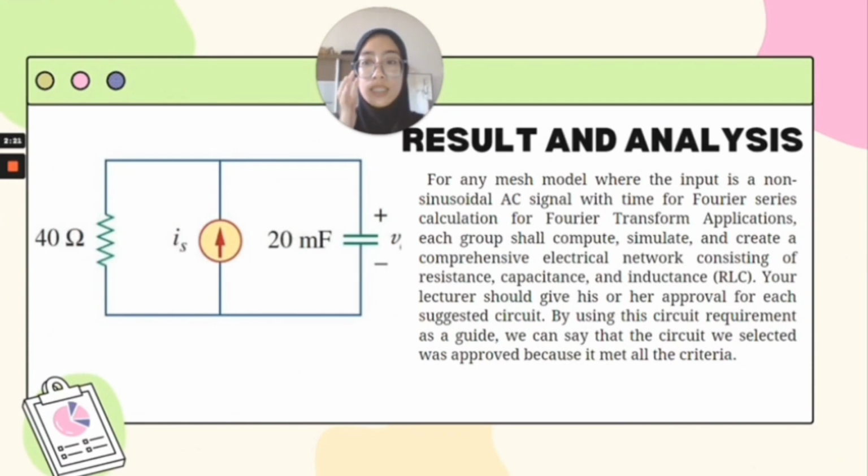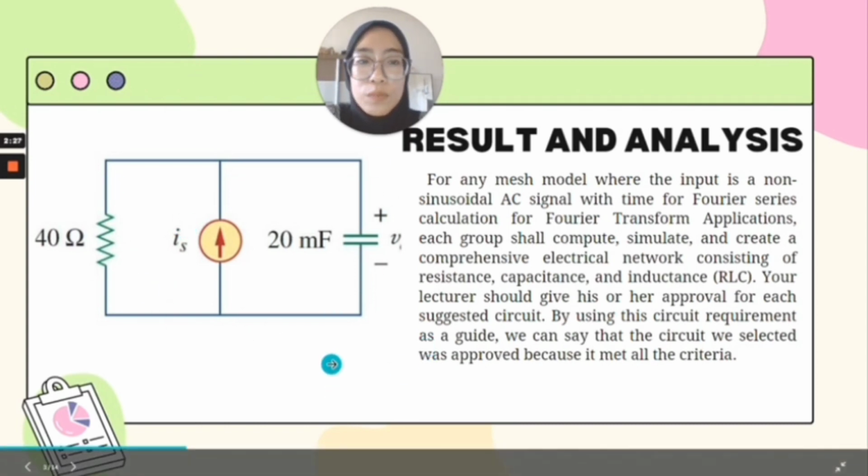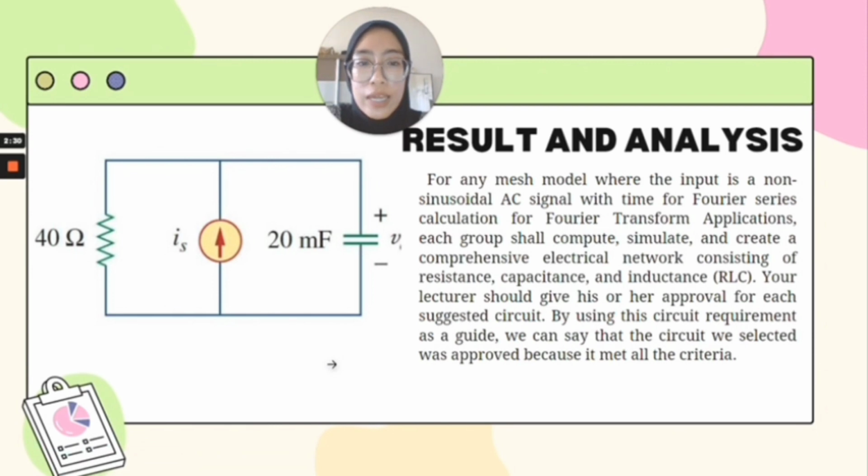Next, for the result and analysis, here is our circuit. For any mesh model where the input is a non-sinusoidal AC signal, we use Fourier series calculation for Fourier transform application. Each group shall compute, simulate, and create a comprehensive electrical network consisting of resistance, capacitance, and inductance, which is RLC. Your lecturer should give his or her approval for each suggested circuit. By using this circuit requirement as a guide, we can say that the circuit we selected was approved because it met all the criteria.